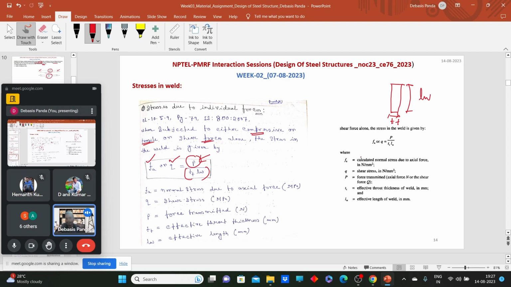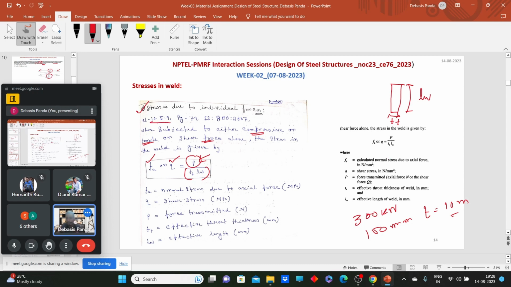So if someone says you need to transfer a load of 300 kilonewton, and you have a weld length of, say, 100 mm and a throat thickness of 10 mm, now you can easily find out how much stress will develop within that joint. So this is for individual forces. When individual forces are acting, we are interested in calculating the individual stresses. This is given in code clause 10.5.9.